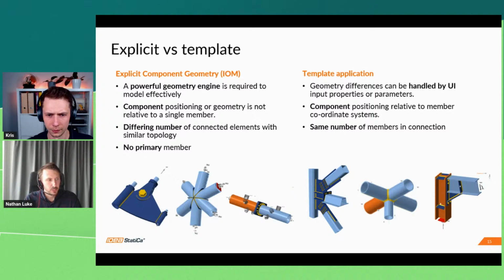Typically applicable where you have the same number of members in the connection and the geometry is not changing that much, where you might have different loading and you want to see whether that template applies under those certain loading conditions or something like that. So you can say that it's a great way to optimize our structure, right?